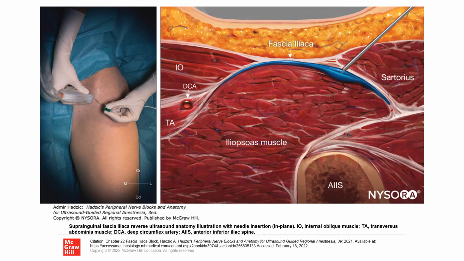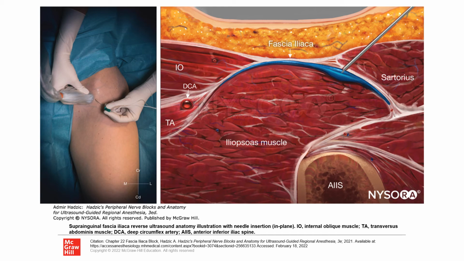You want to slide the transducer caudally and medially along the inguinal ligament until the triangle shape of the anterior inferior iliac spine, the AIIS, is visualized as a hyperechoic outline deep to the iliopsoas muscle. Superficially, the sartorius muscle is going to be seen lateral, and the internal oblique muscle will be seen medially, forming a characteristic bow tie image on ultrasound. The sartorius muscle and the internal oblique muscle form the bows of the bow tie, and the fascia iliaca is the tapered portion of the bow tie.